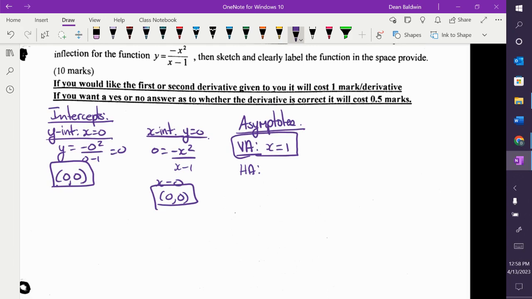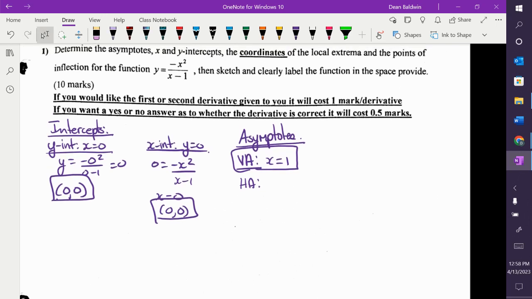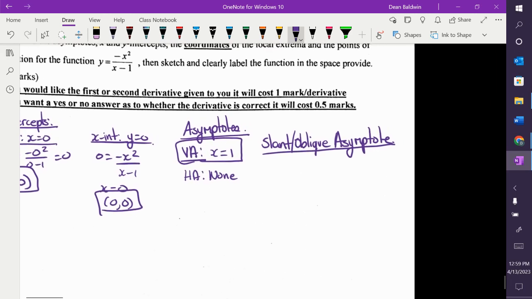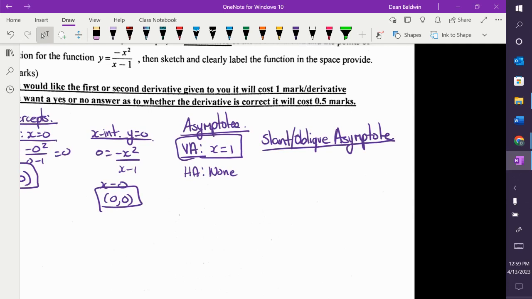Okay. Horizontal. Is there a horizontal? Why? It's top heavy. The numerator has a higher degree than the denominator, so none. Therefore, we have a slant or oblique asymptote. What if the bottom's bigger? If the bottom's bigger, it's 0. Yeah. All right. Some sort of asymptote.